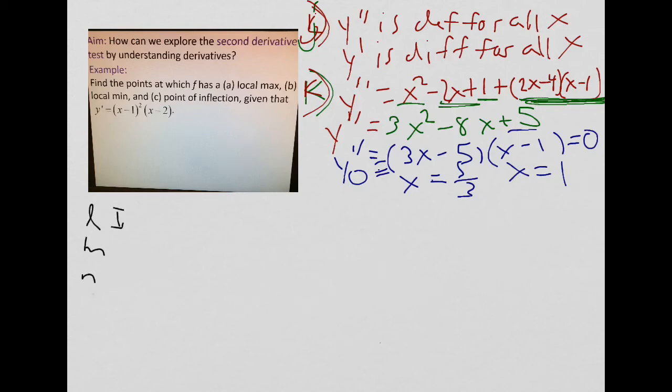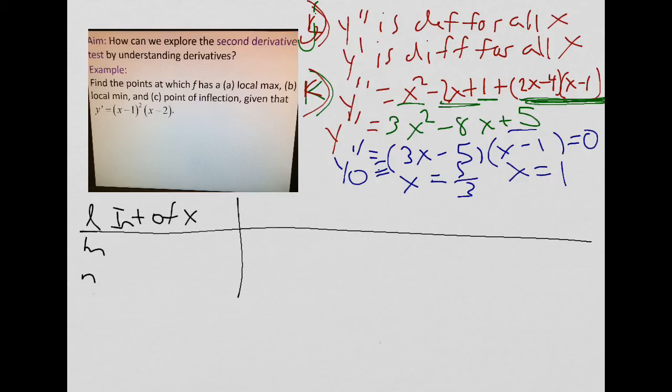So L, M, N. L is your intervals of x. That has not changed. Okay, and so we're going to do negative infinity to 1, 1 to 5/3, 5/3 to infinity.